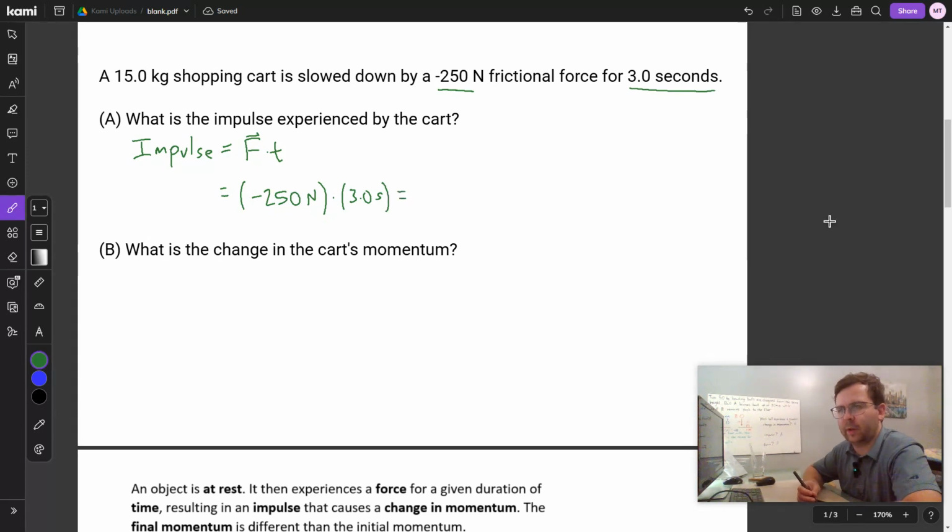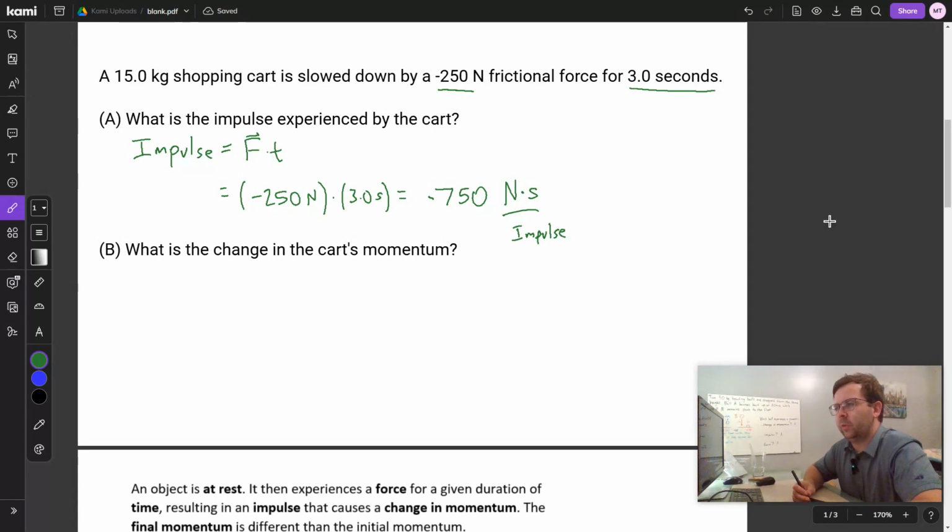So you can put that in a calculator or you can just do it in your head. That is negative 750. And if you look at the units for impulse, it's newtons times seconds. Okay, so Newton seconds is the way we say this. And this is the common unit that we write for impulse because it's force times time, Newton seconds.